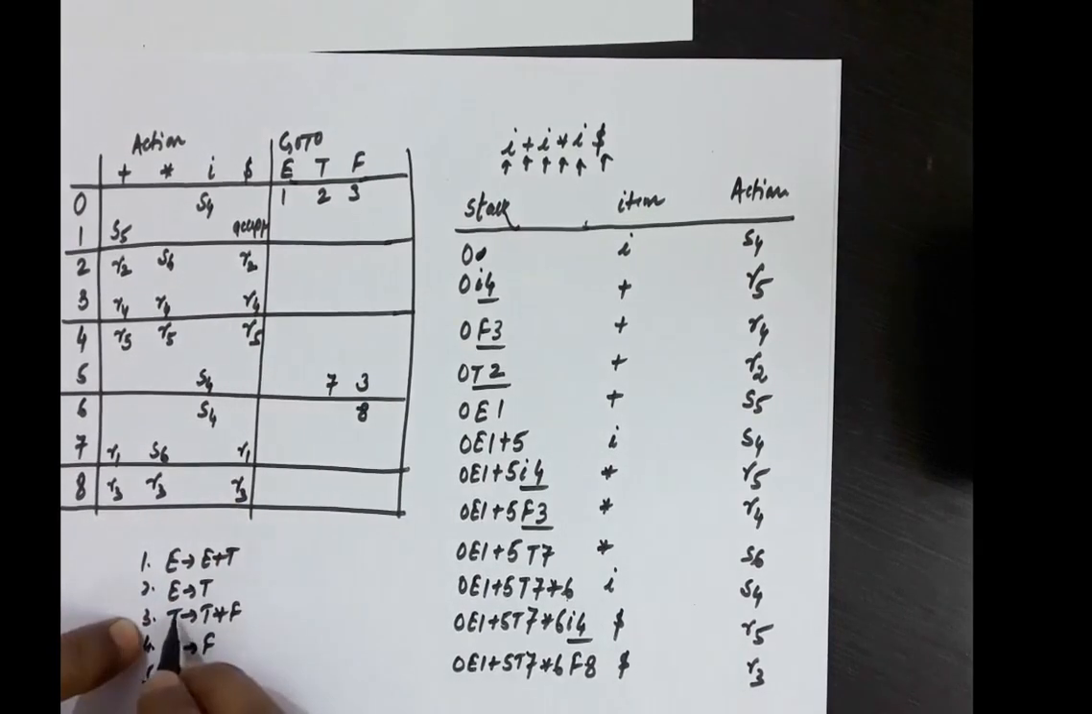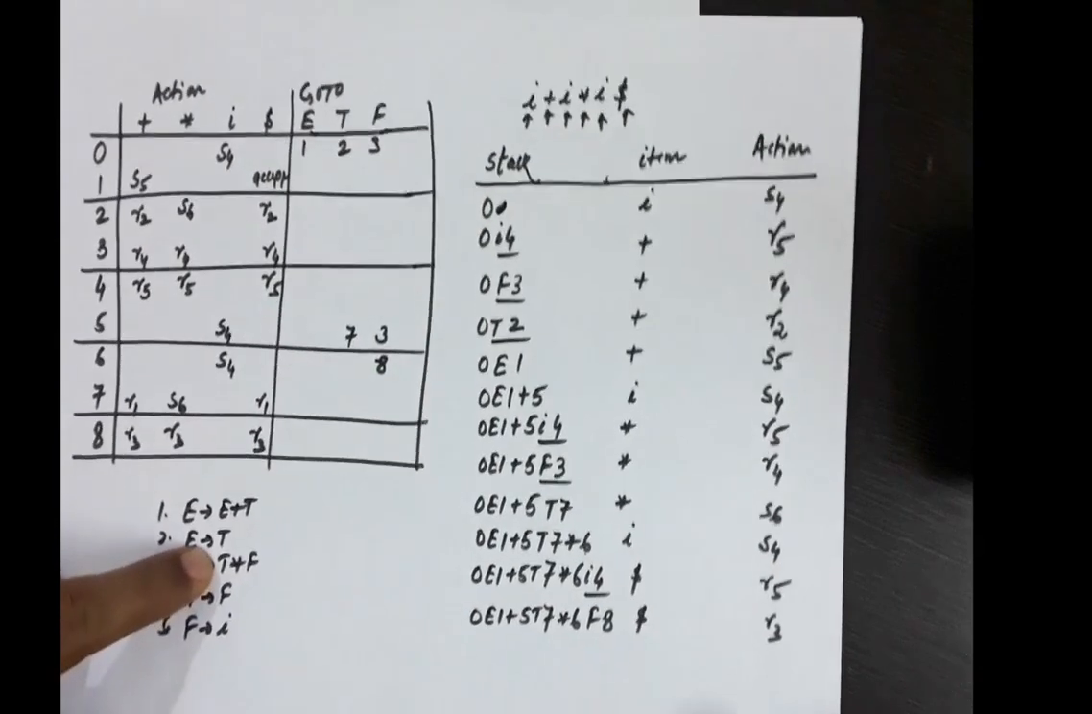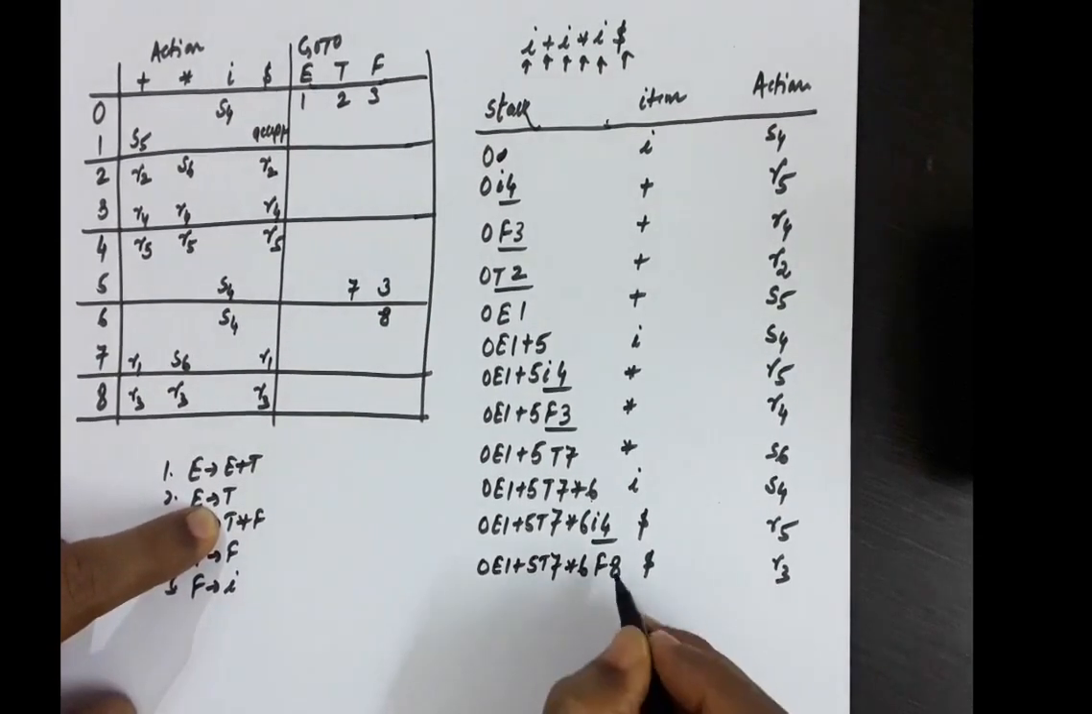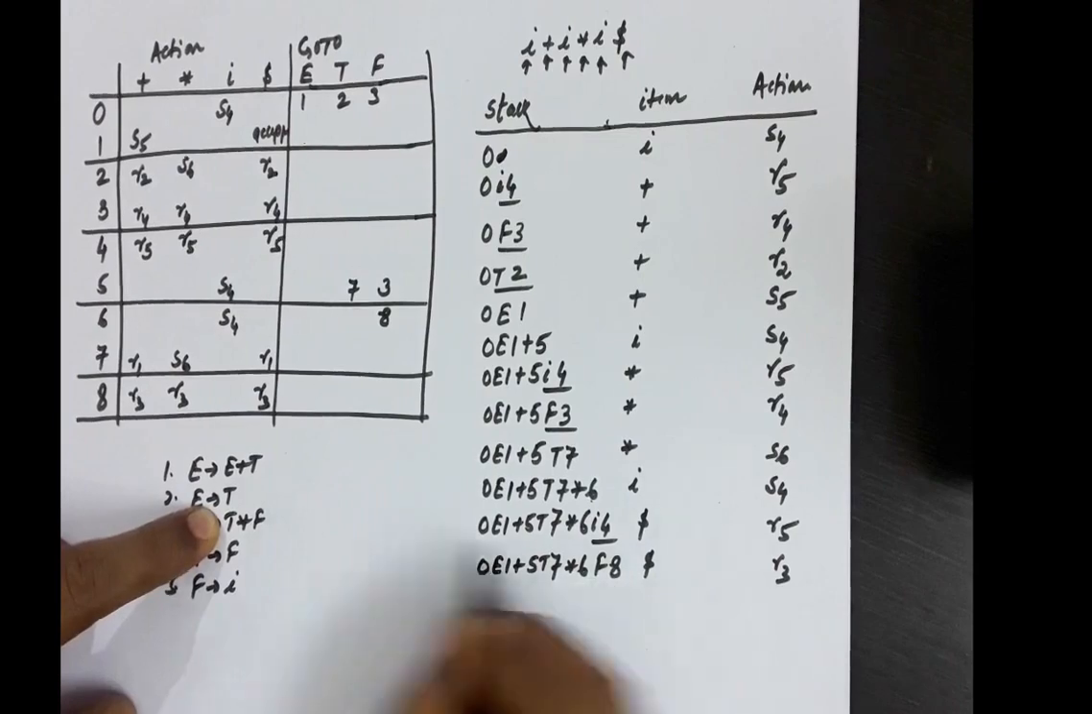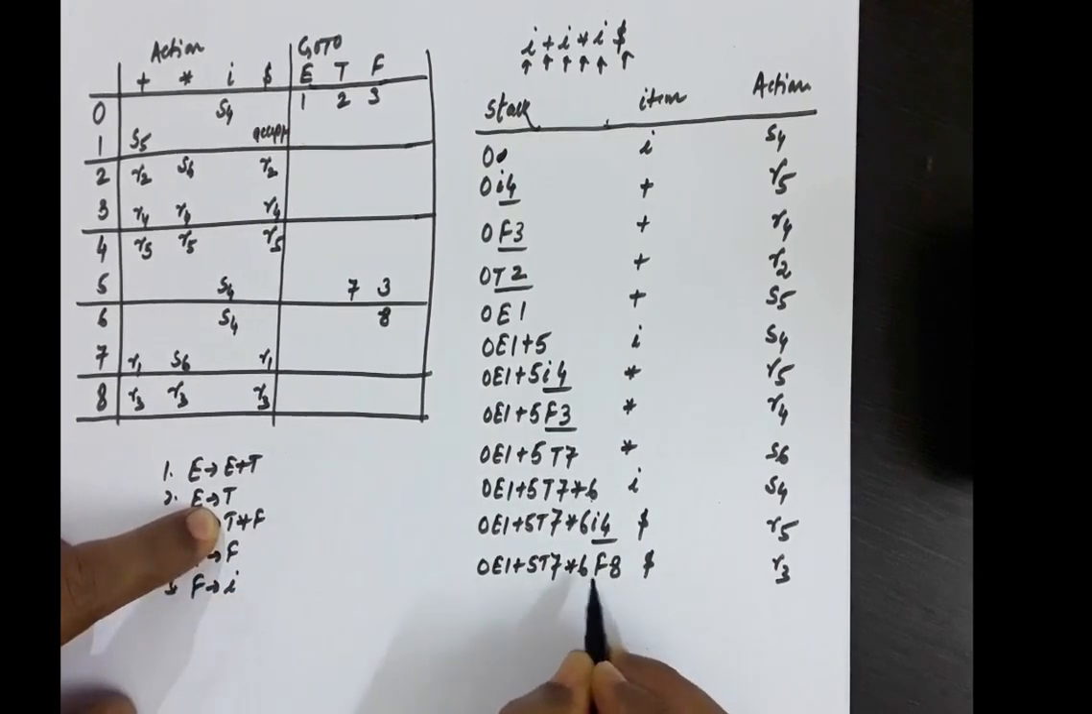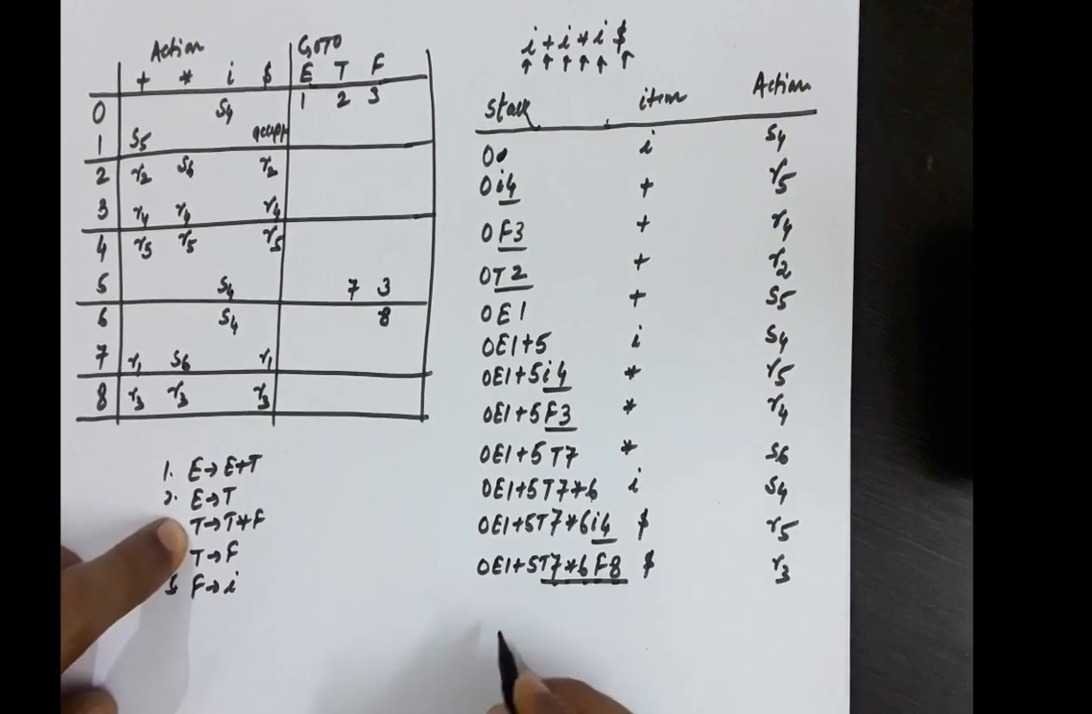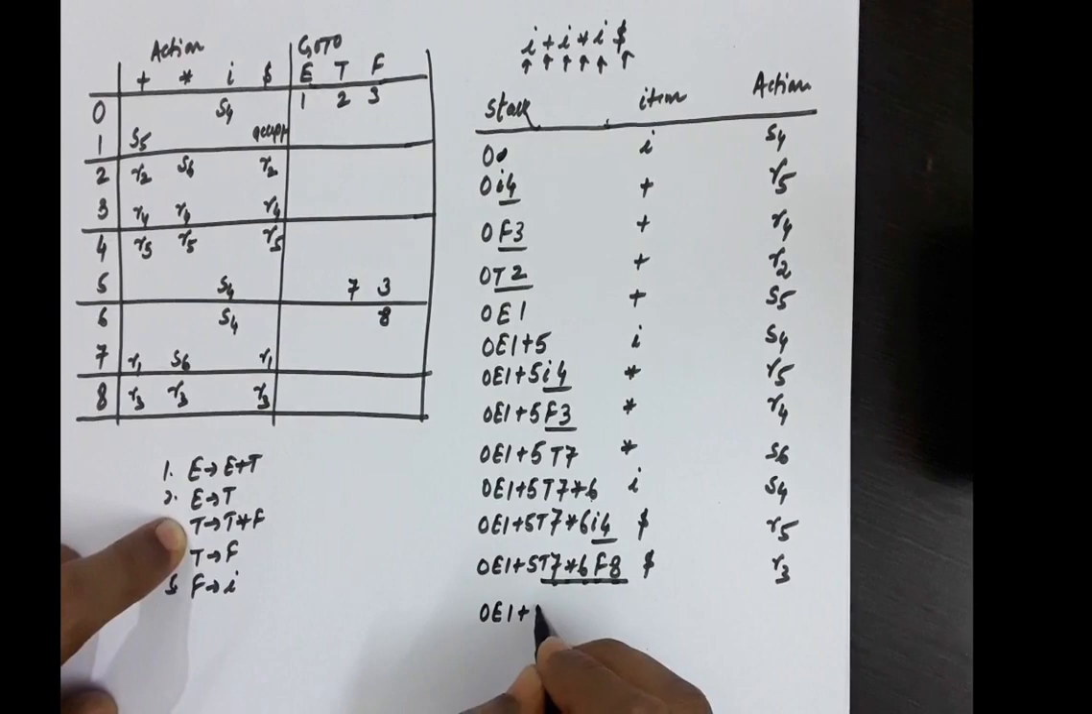So production number 3 is T produces T star F. There are 3 symbols on the right hand side of the production. So the reduction will be of 6 symbols from the stack. So 3 symbols on the right hand side, 3 multiplied with 2, 6 symbols, 1, 2, 3, 4, 5, 6. So entirely from T to 8 will be converted to the left hand side of the production, that is capital T. So 0E1 plus 5 and then capital T.